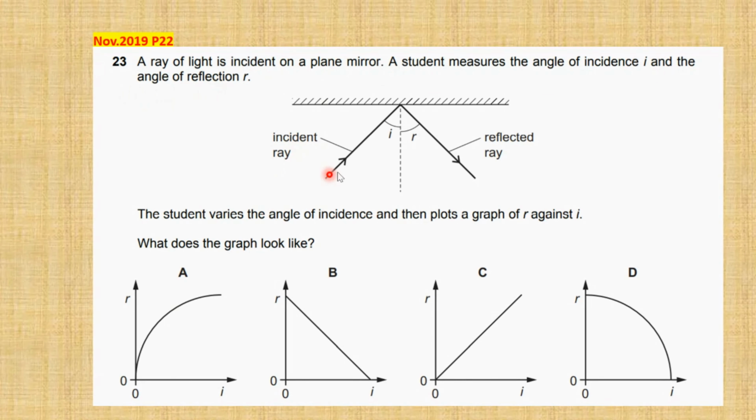The incident light ray makes an angle of incidence with the normal, and the reflected light ray also makes an angle of reflection, symbolized by the letter R, with the normal. The student varies the angle of incidence and then plots a graph of R against I. What does the graph look like?